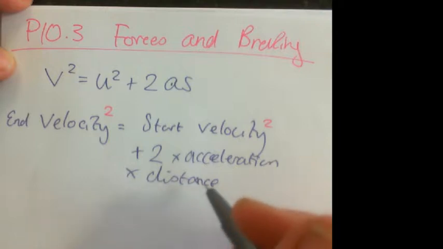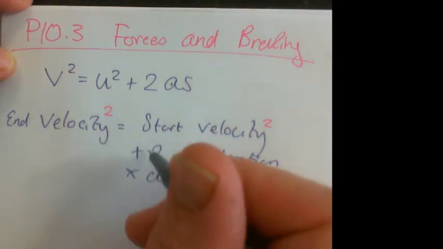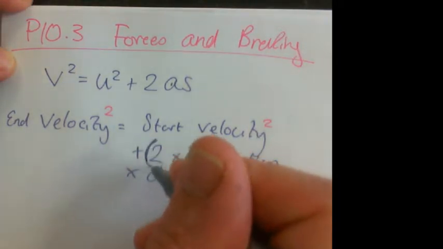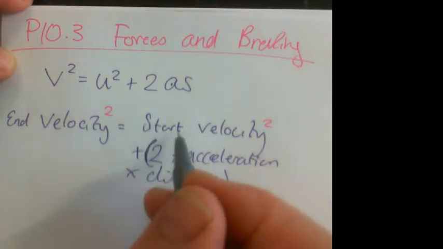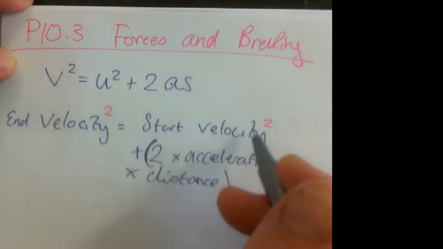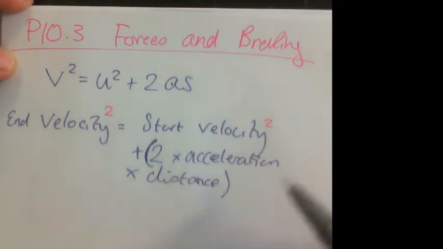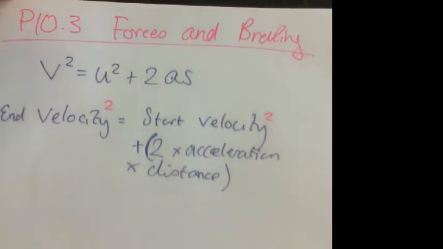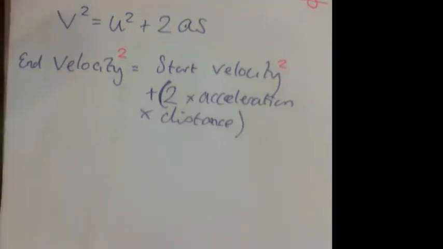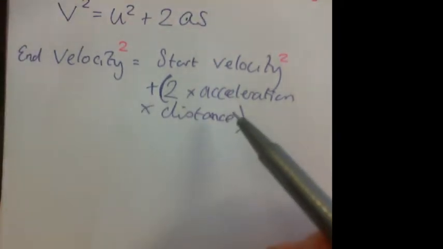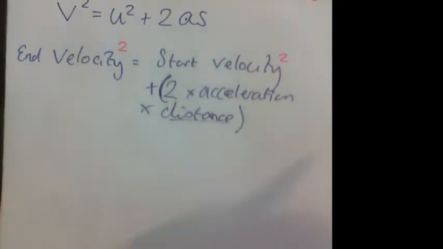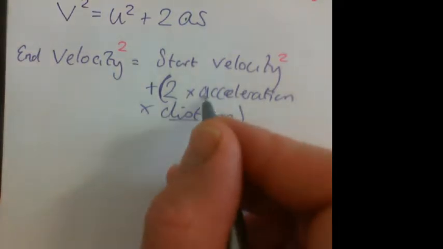Okay, and the other bit that you need to remember is you need to have brackets on here, because you do this squaring bit first and then add it to 2 times acceleration times the distance to work out what the end velocity is squared. Okay, and the reason why this one is useful is because we can use this to work out how long it's taken us to stop, or how far we go before we stop.